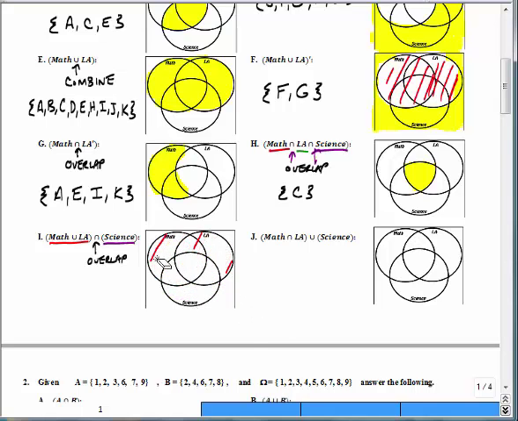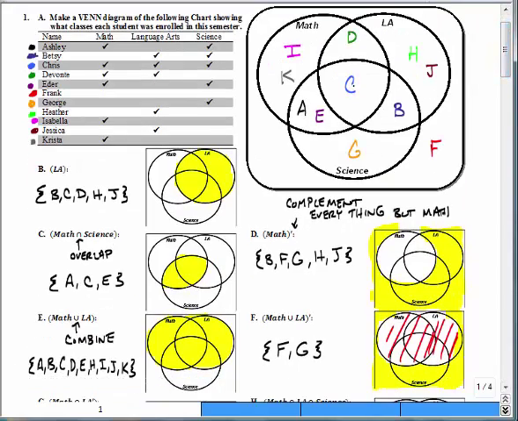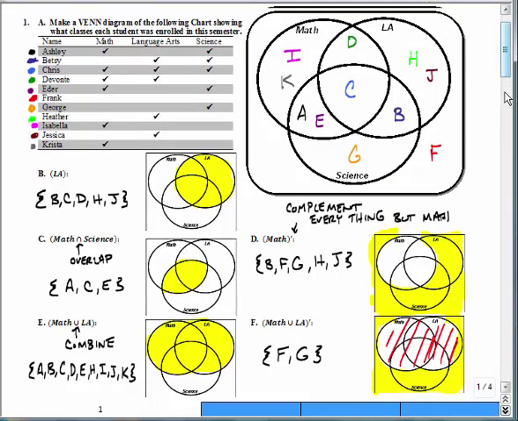So let me erase this and highlight the area that's relevant. It would be this area right in here. You saw that when I just did the red and the purple. Alright, so any students that fit in those three regions right there would be part of it. So let's look up here and see what those three regions represent. So it looks like A, B, C, E. If you look, A, B, C, E are all in those regions.